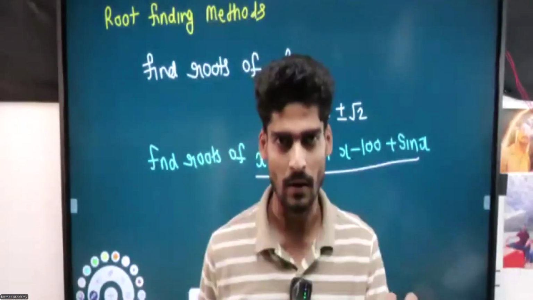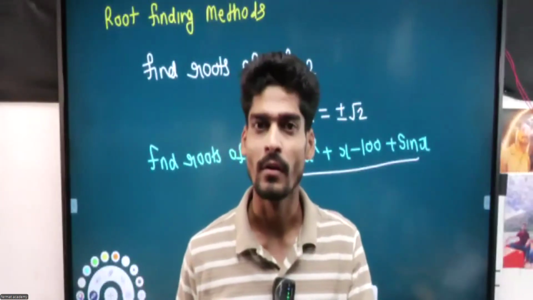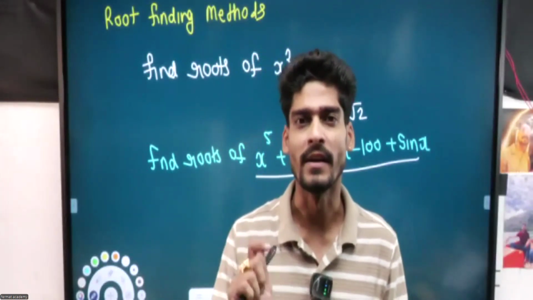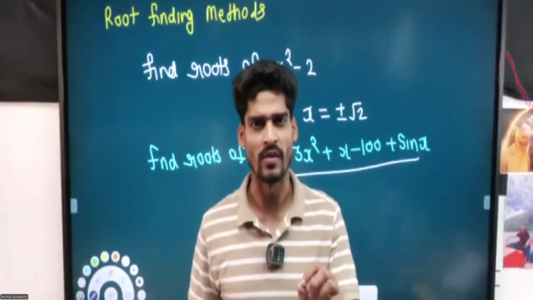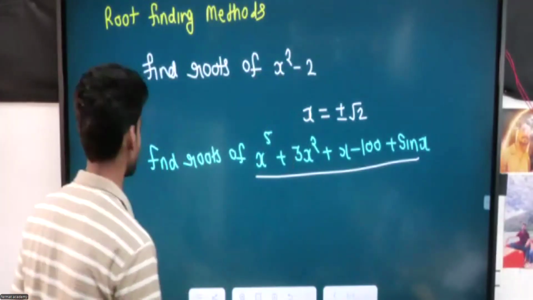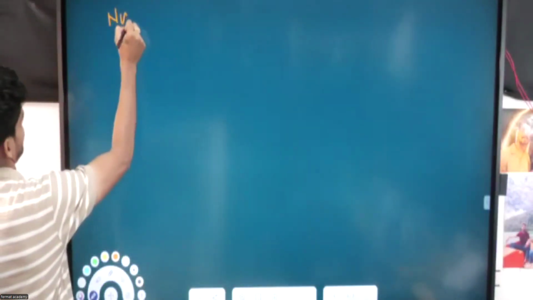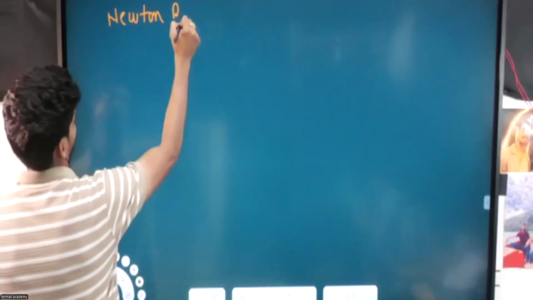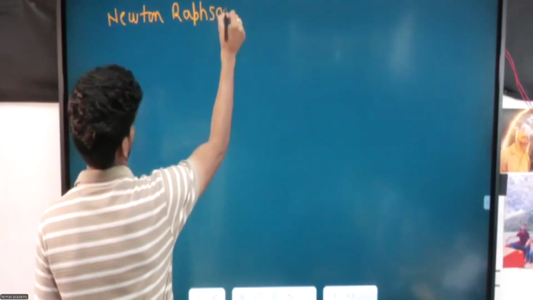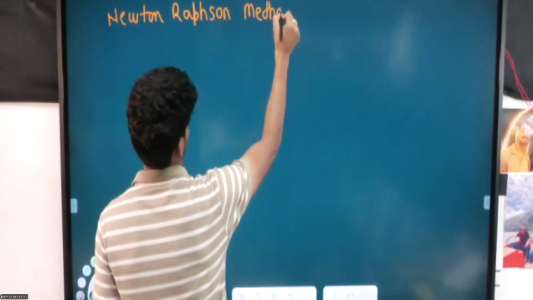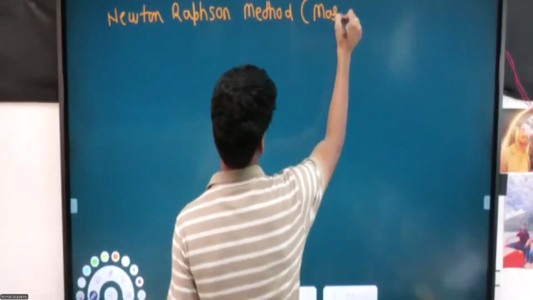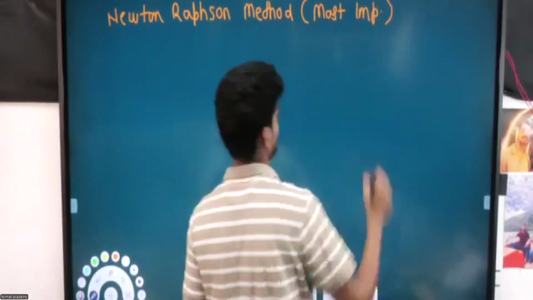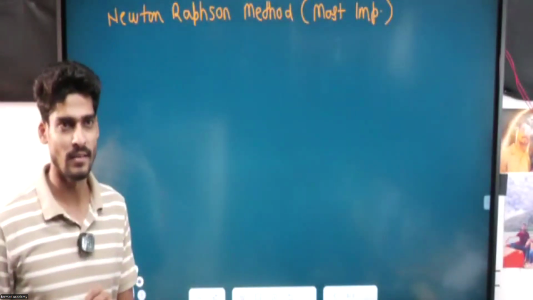See, I'll go in my way. First, I'll tell you the topic. First, I'll tell you the method. Then I'll give you some examples. Then I'll give you basic definitions related to the order of convergence and rate of convergence, that I will give you later. Don't worry, just have trust in me. So the very first method is the Newton-Raphson method. This is most important for your examination. If there is a problem from root finding methods, 99% chances are the question is from the Newton-Raphson method.